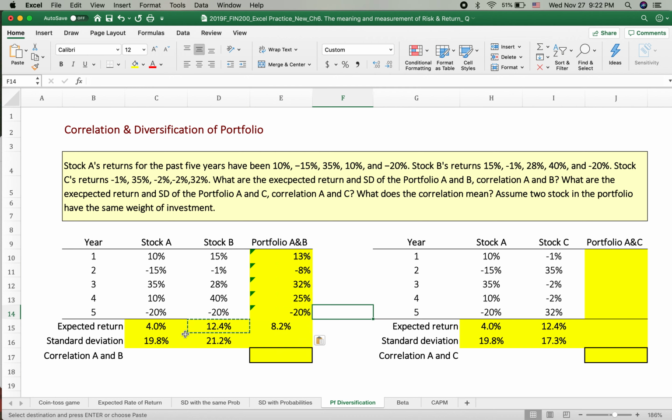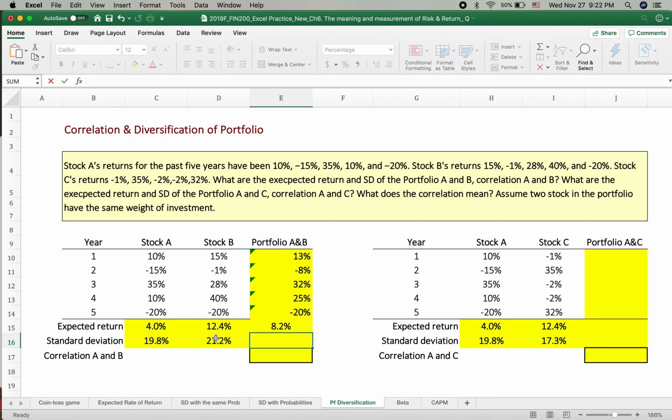The expected rate of return of this portfolio is 8.2%, as we expected, because we put 50% in stock A and 50% in stock B. So the expected rate of return of portfolio A and B is exactly in the middle, right? And then the standard deviation is this. The standard deviation population of the historical portfolio A and B combination is 19.5%.